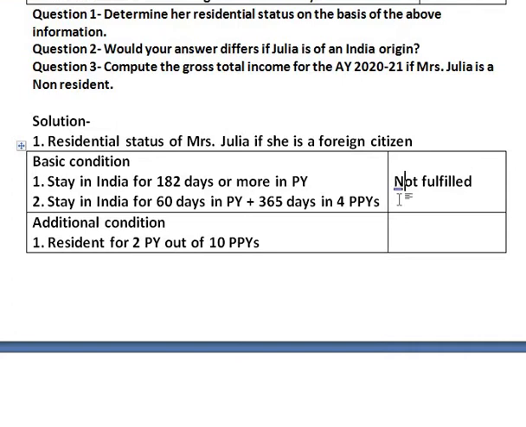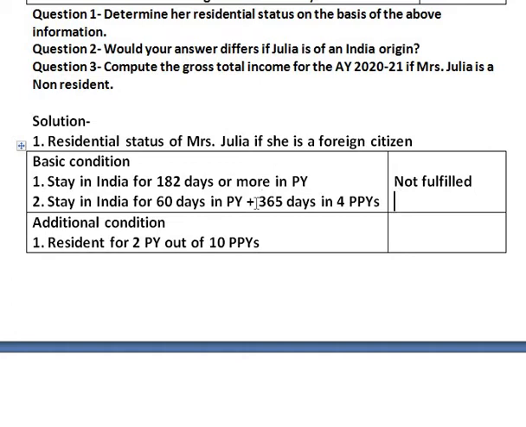Wherein the second basic condition is stay in India for 60 days in the previous year plus 365 days in 4 preceding previous years. As Mrs. Julia has stayed in India for 150 days, that means she has stayed in India for more than 60 days, where she fulfills the first half of the basic condition. Plus 365 days in 4 preceding previous years.